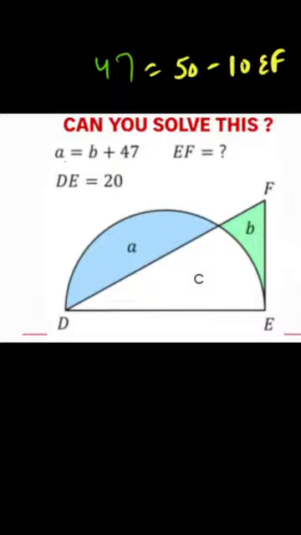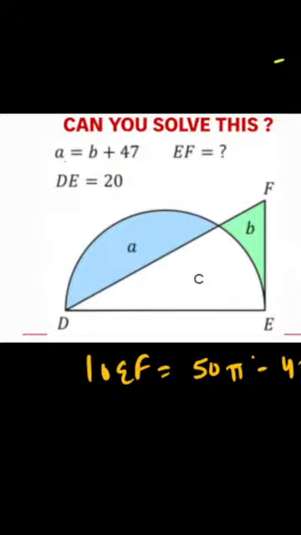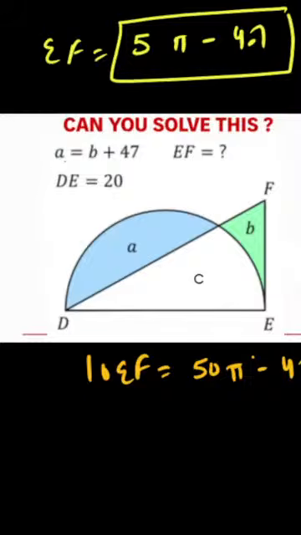Now from here, if I take this 47 to the other side and bring 10 EF to this side, 10 EF is going to be 50 pi minus 47. This is not 50 alone, this is 50 pi minus 47, and dividing both sides by 10, my EF is going to be 50 pi by 10, keeping 10 as the base for individual terms. So it's going to be 5 pi, and this will become 47 by 10, which is 4.7. So 5 pi minus 4.7 is the right answer. Ramurthy has given the correct answer.